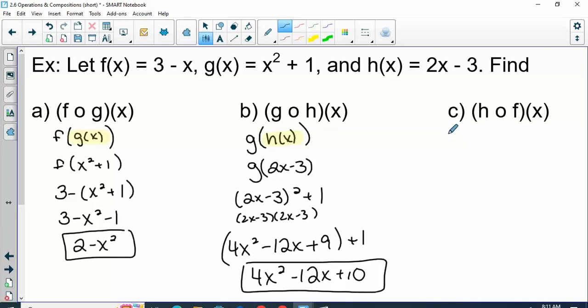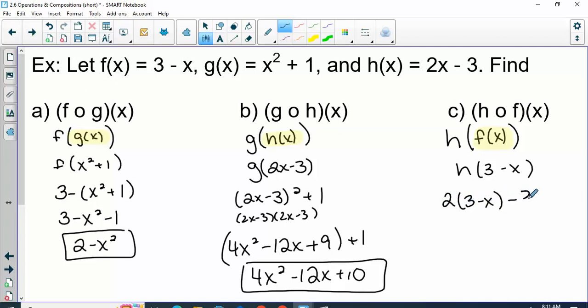And then C. h of f of x. So we'll start on the inside. f is 3 minus x. We plug that into h. So 2 times the thing we're plugging in minus 3. So that gives us 6 minus 2x minus 3. Or final answer 3 minus 2x.